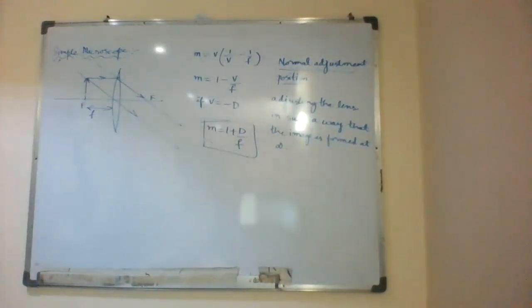So here, this is the fifth figure of your diagram, where the image is formed at infinity.